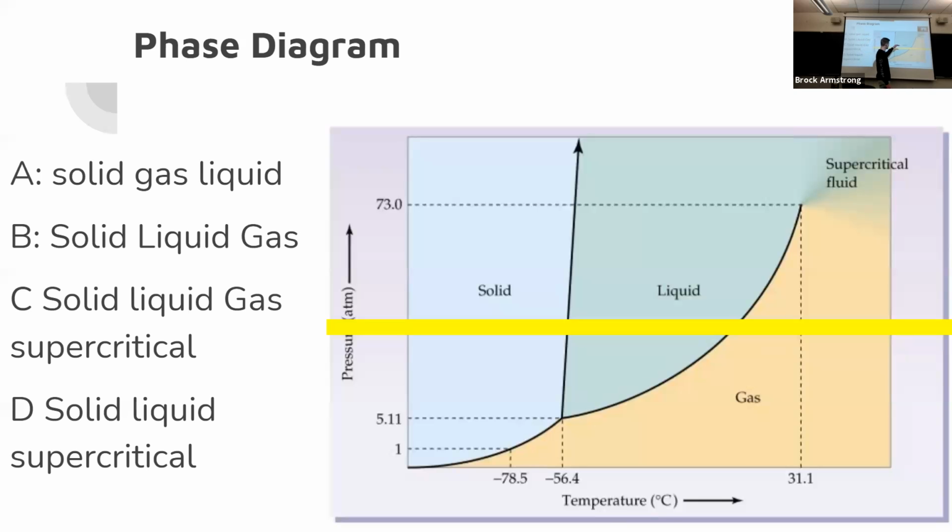Solid, my line, straight. For it to be solid, gas, liquid, we'd then have to jump down to gas and jump back up to liquid, which it doesn't do because it's straight. So A is not the right answer.